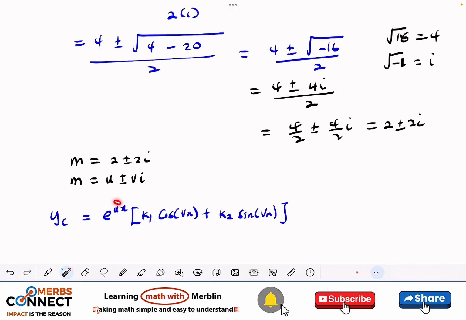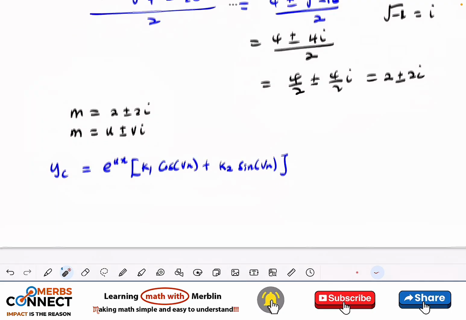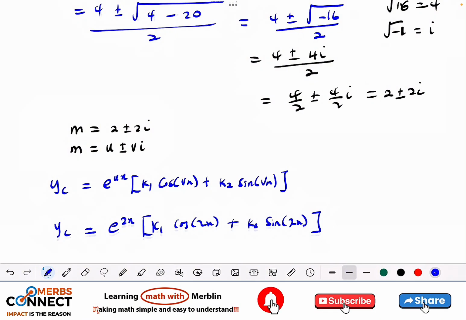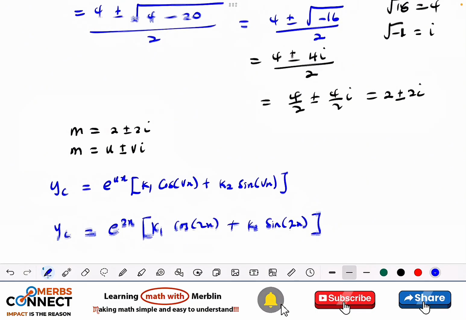So as I said, the letters here, you can change them. Somebody can use alpha, beta, somebody can use x, y, any of them is right. So basically this is what I'm using throughout the video, so that's why I'm keeping them. So now let's go. Our complementary solution will be e to the power 2x times k1 cos of 2x plus k2 sine of 2x. Good. So that is what we are going to get for the complementary solution.